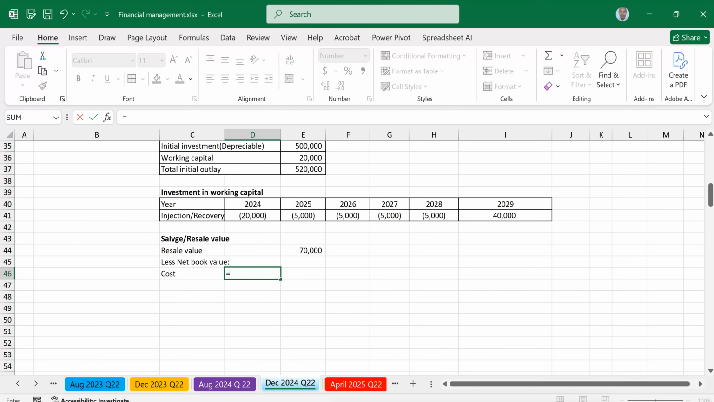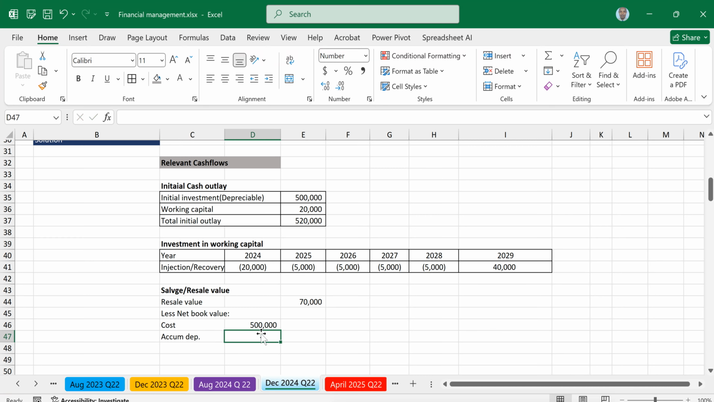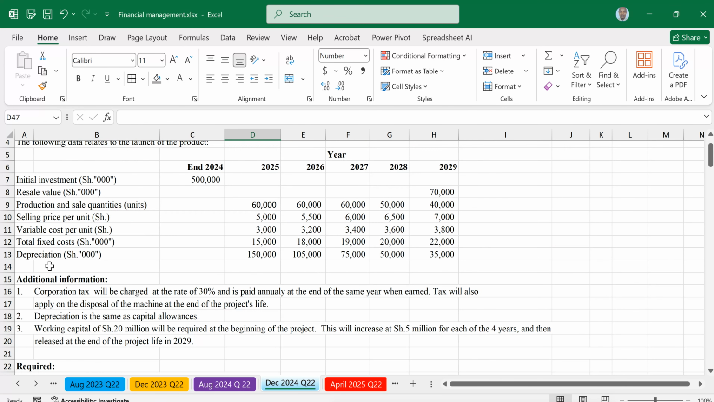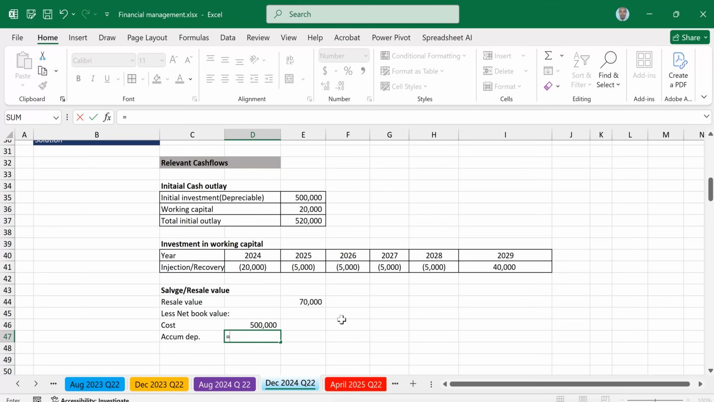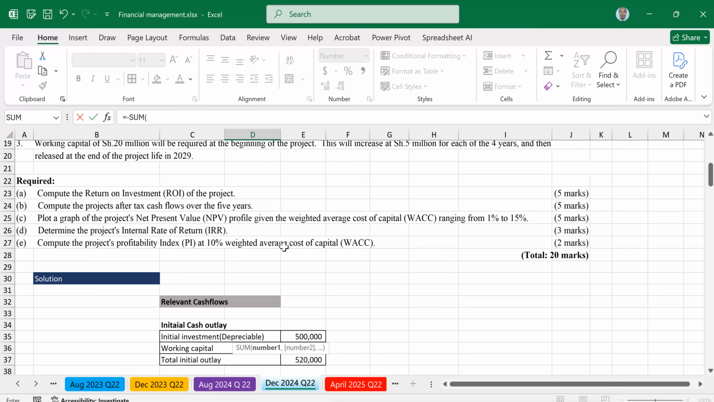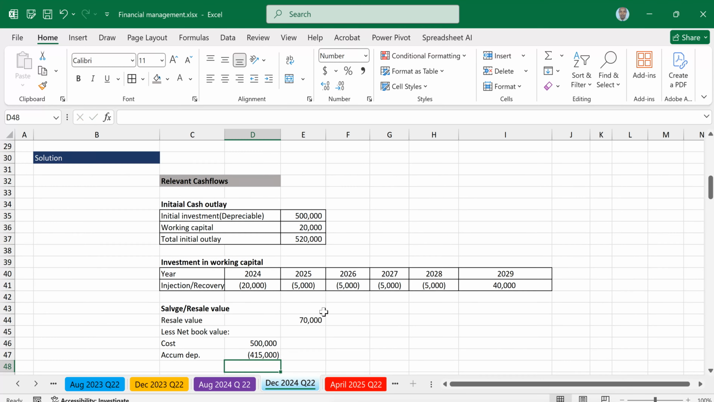Now the cost which was depreciable is 500. Accumulated depreciation is given here. So the accumulated depreciation is 150, 105, 75, 50, and 35. So depreciation, equal sign, negative sum of everything from 150 to 35. Close bracket, enter. That is 415.